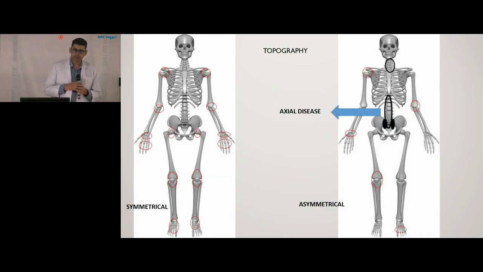So topographic involvement. Whenever we say axial disease, it has to involve the axial skeleton. The joints in the axial skeleton include the vertebral joints, the facet joints of the vertebra, and an isolated one, the sacroiliac joint. Should I be coming there? The sacroiliac joints over here.